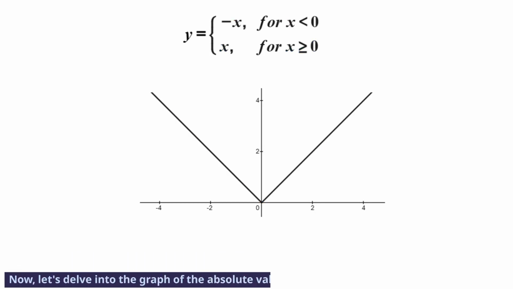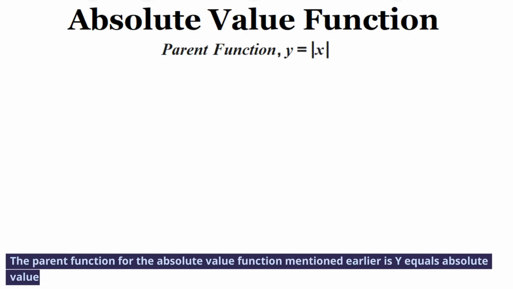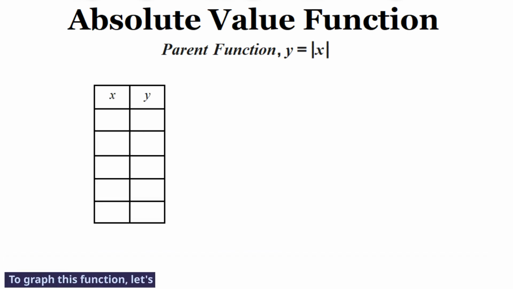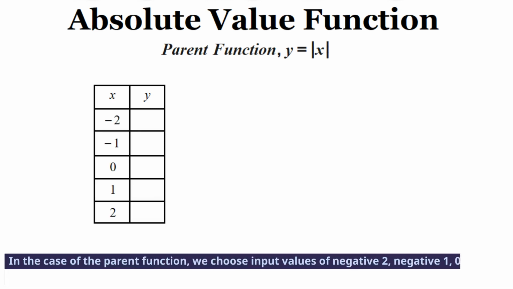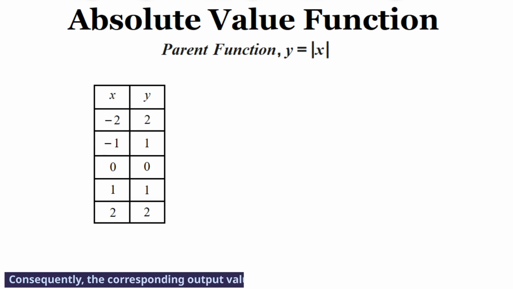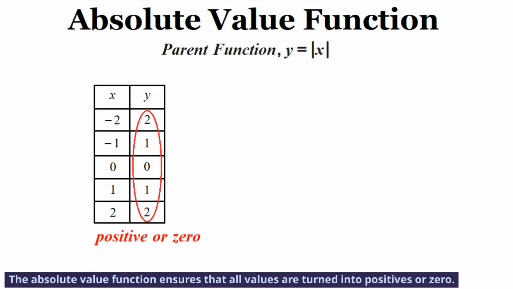Now, let's delve into the graph of the absolute value function. The parent function for the absolute value function mentioned earlier is y equals absolute value of x. To graph this function, let's first create a table. In the case of the parent function, we choose input values of -2, -1, 0, 1, and 2. Consequently, the corresponding output values are 2, 1, 0, 1, and 2. The absolute value function ensures that all values are turned into positives or 0.